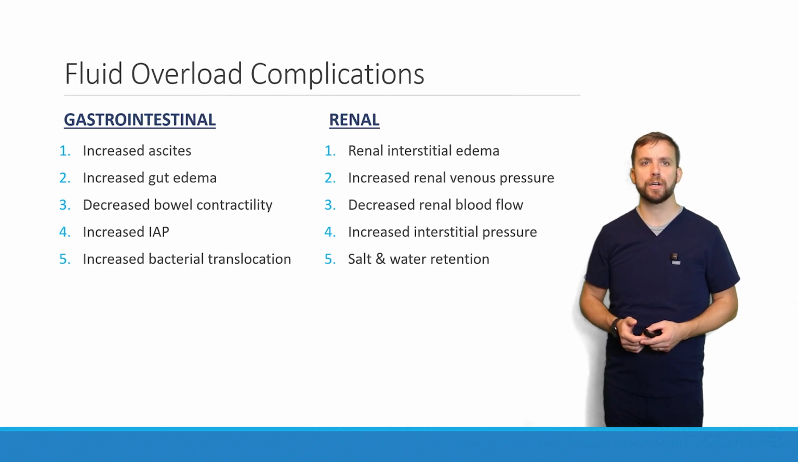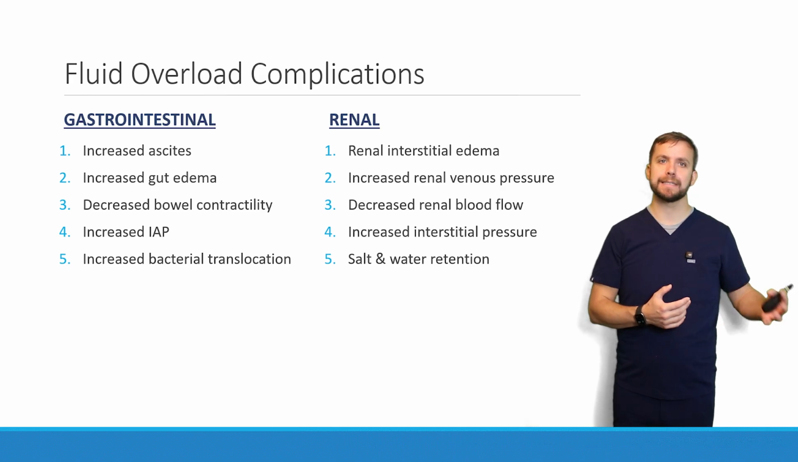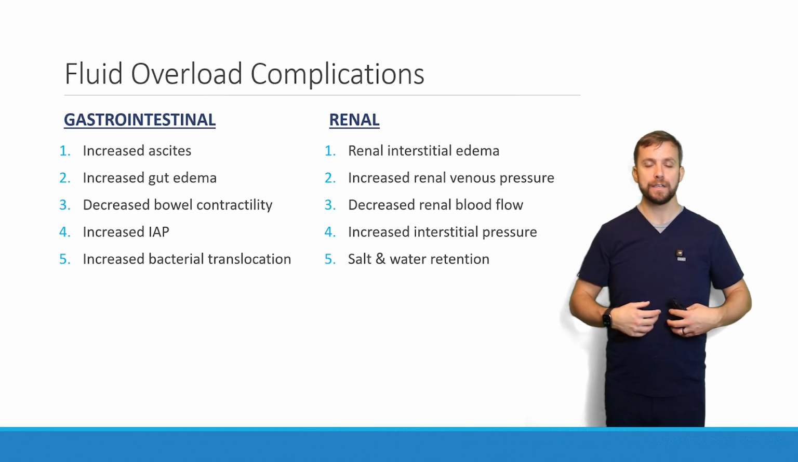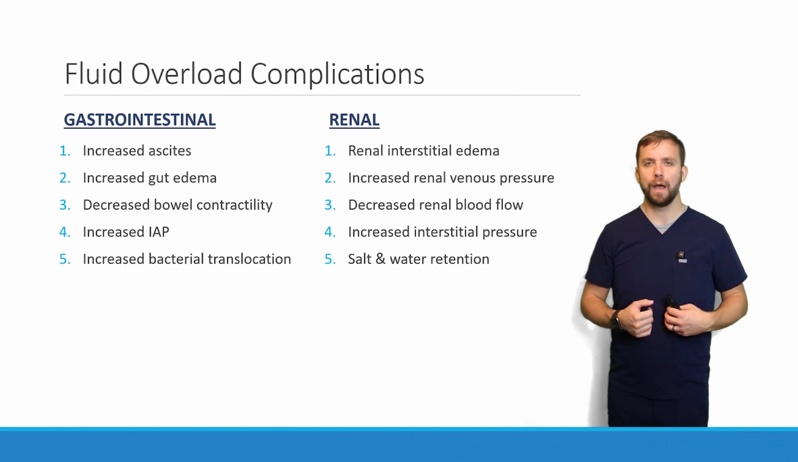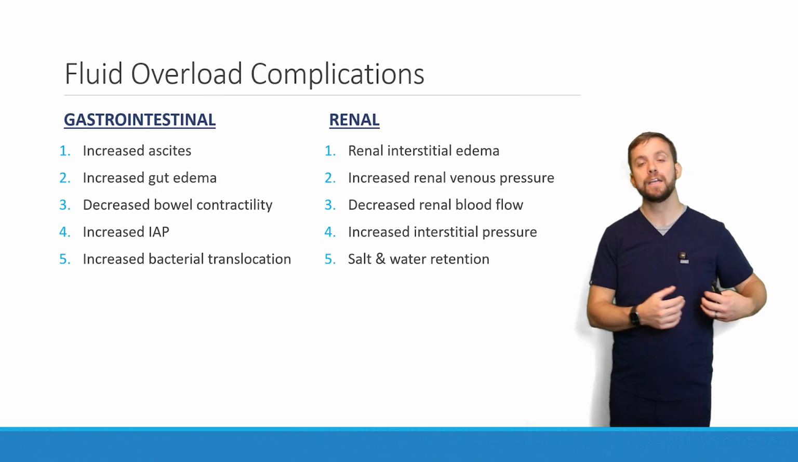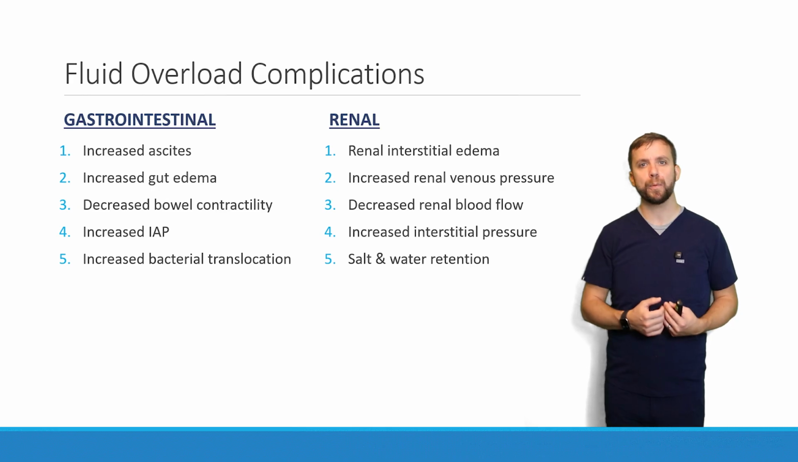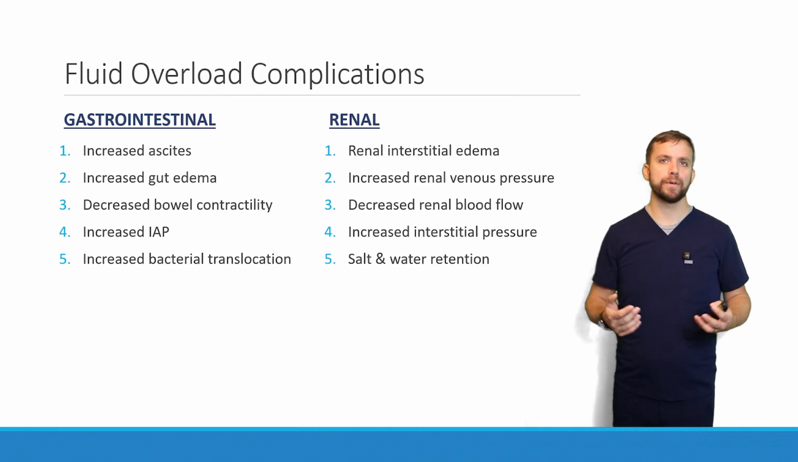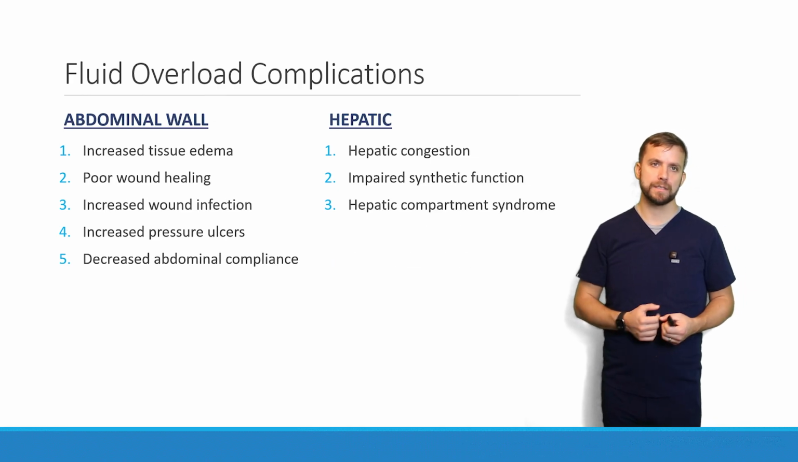Pericardial effusions can occur. On the GI side, you can get ascites, gut edema, increased intra-abdominal pressure that can lead to abdominal compartment syndrome, even increased bacterial translocation. On the renal side, you can get interstitial edema that leads to AKI. You get increased renal venous pressure, decreased renal blood flow, salt and water retention. All of these lead to complications.